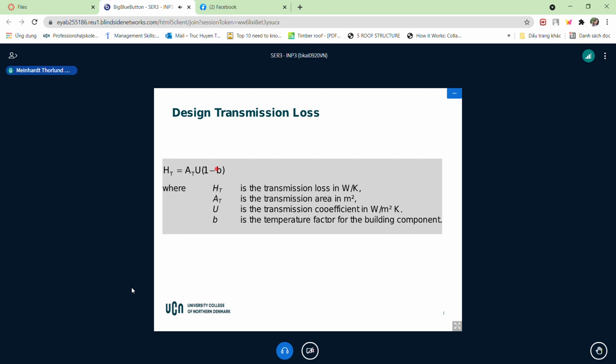And something else could be the ground, could be an unheated garage, could be an unheated staircase, or something like that. Because using these B factors is the way of telling the program that what is happening on the other side of the wall is not like minus 12 degrees, it's probably something a bit higher. Because if you have a room beside the building which is not heated, the temperature on the other side will not be like the outside temperature.